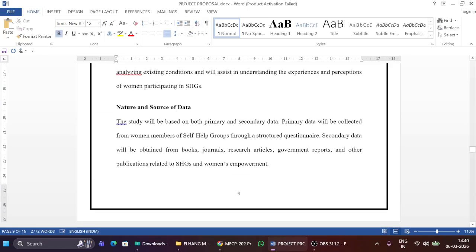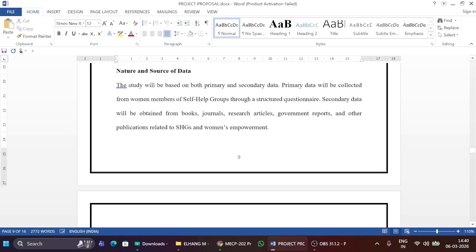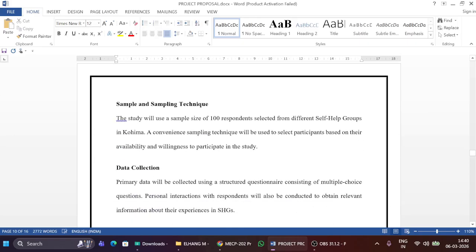Okay, the study will be based on both primary and secondary data. This particular sample has both primary and secondary data, and primary data will be collected from the women members of self-help groups through structured questionnaire, and secondary data will be obtained from books, journals, and research articles. So nature and source of data is, I think, clear now. Now the sample and sampling technique. So the researcher has taken 100 respondents as the sample of the study.